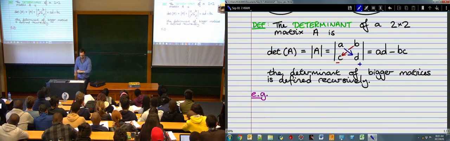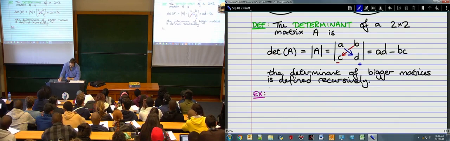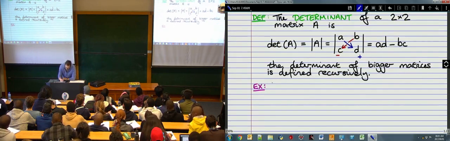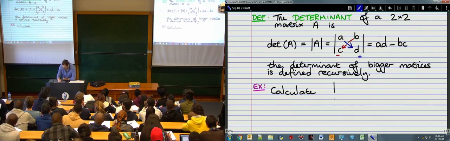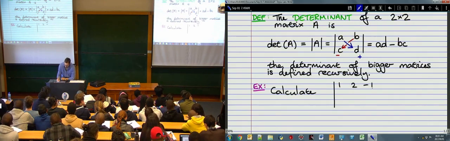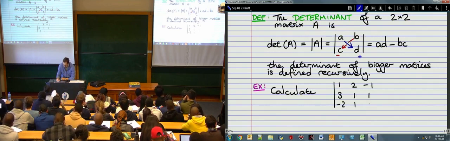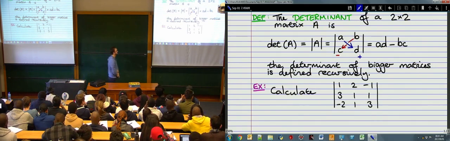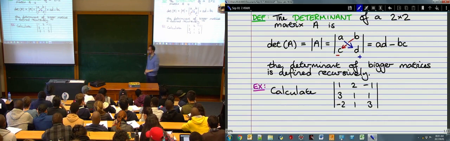Start with a 3 by 3 matrix. We're going to calculate the determinant. We'll just make up the matrix here. We'll go 1, 2, minus 1, 3, 1, 1, minus 2, 1. Okay. So I'm keeping all these numbers reasonably small, so hopefully our calculation isn't going to be too difficult. We're going to try to calculate the determinant of this 3 by 3 matrix.